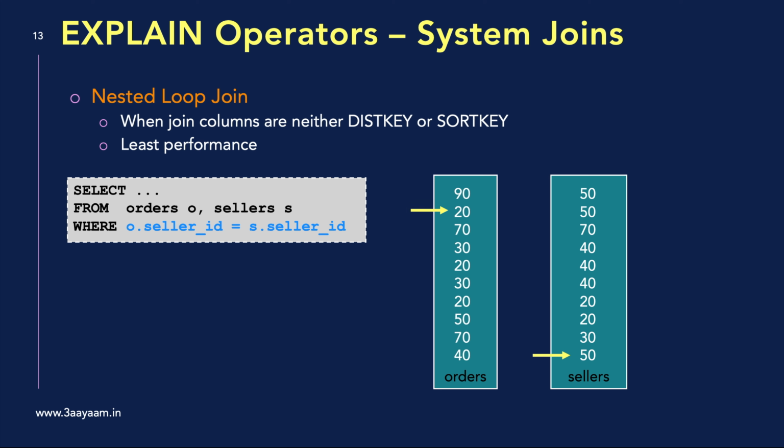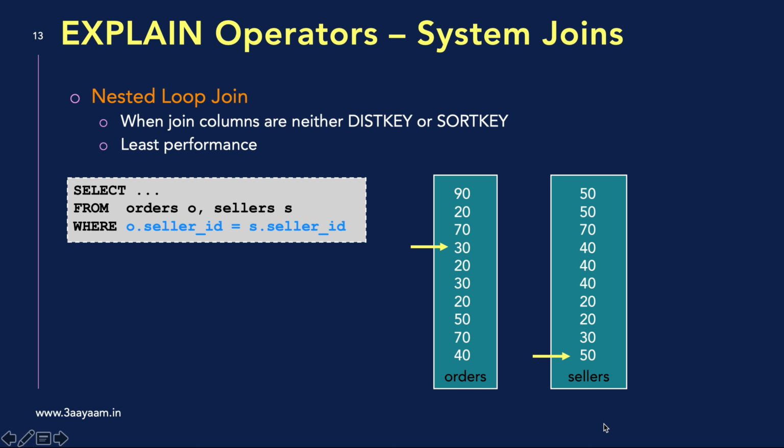Then it will go to the second row in the orders table and do the same on the sellers table, meaning it will read all the rows for the second row in the orders table also. Then we'll go to the third one, again do the same process. It will read all the rows from the sellers table, so on and so forth. So it is kind of a for loop that you are running. So for i, that is the outer loop, and then inner loop for j, as you have two tables. That is very, very non-performant.